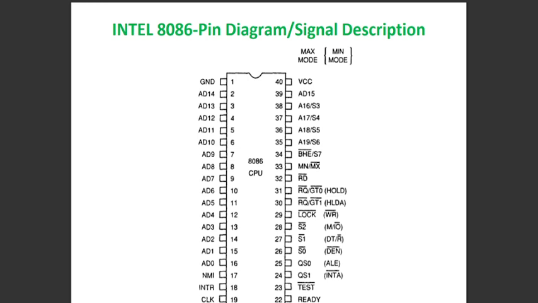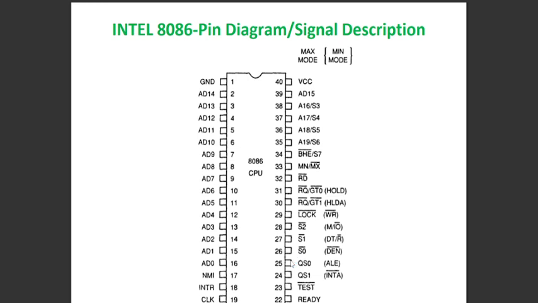Next, S0, S1, S2. These are the status signals which provide the status of the operations, which is used by the bus controller 8288 to generate memory and IO control signals. These are available at pin numbers 26, 27 and 28. Now we'll see the status of S2, S1 and S0.